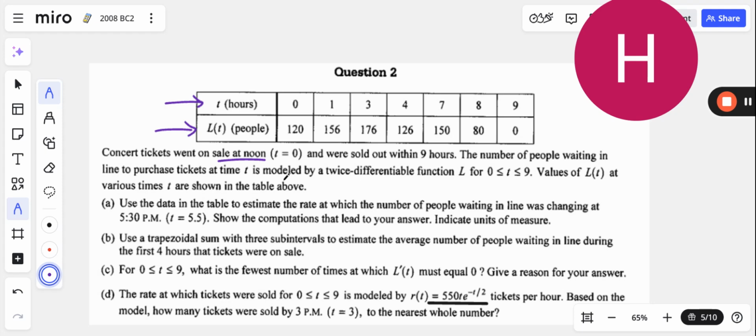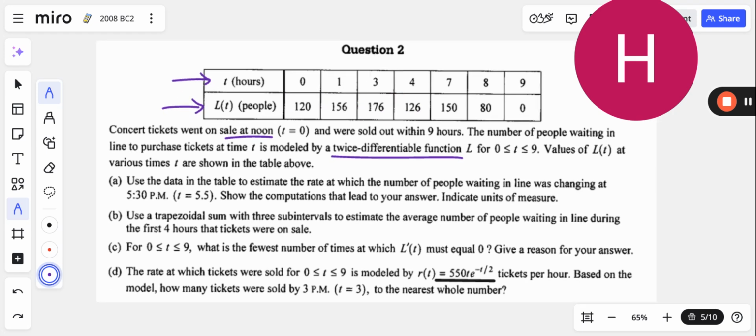Anyways, the number of people waiting in line at time t is modeled by a twice differentiable function. So the derivative exists and the second derivative exists. Values of L, which is the number of people in line, are available at various times. So someone just went out there and said, okay, at noon, how many people are in line? At 1 p.m., how many people are in line, etc.